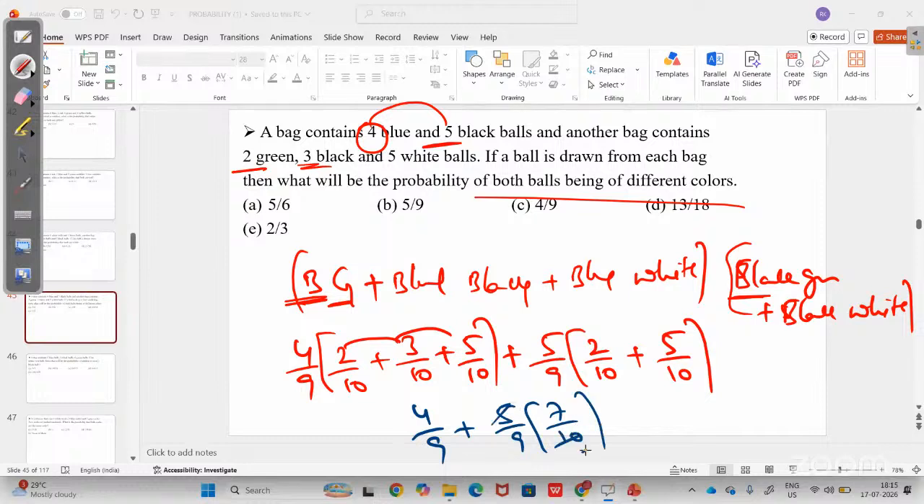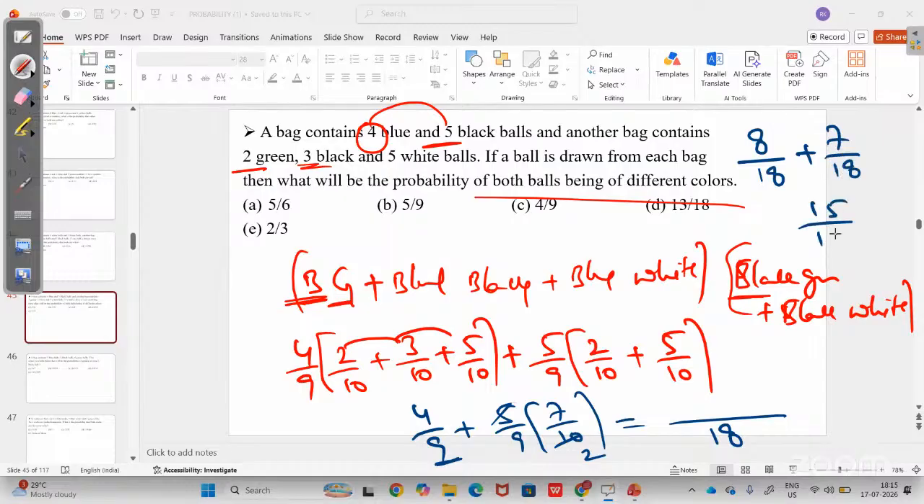So 5 ones are 5, 5 twos are 10. So LCM equal to 18. Here in the 18 we need to write 18, or else you can write 8 by 18 plus 7 by 18, which will be equal to 15 by 18. 15 by 18 can be written as 5 by 6. So the answer will be 5 by 6.